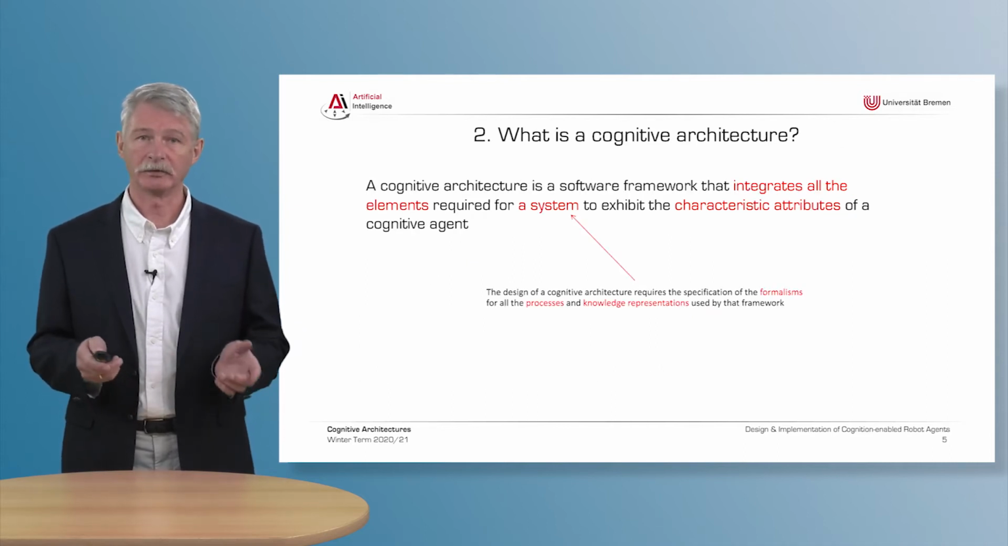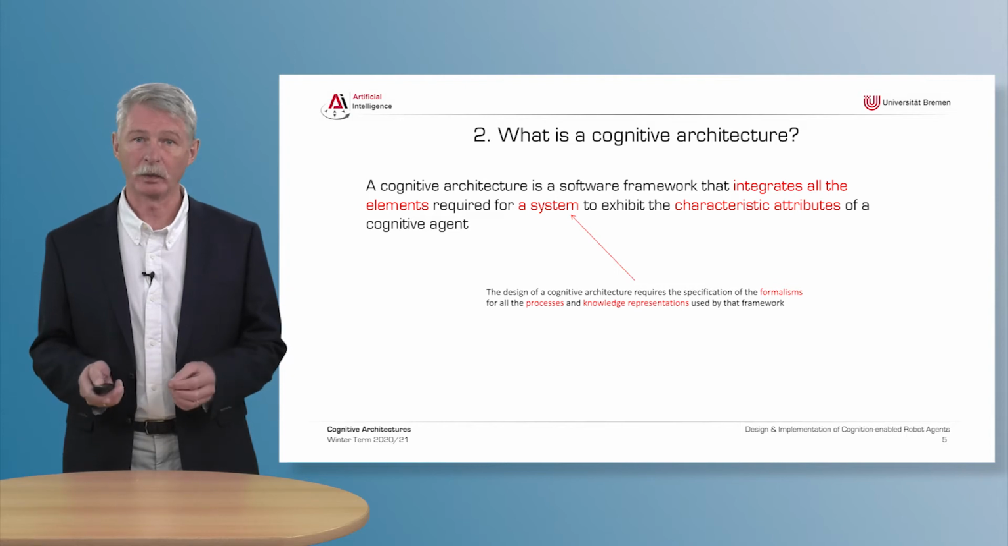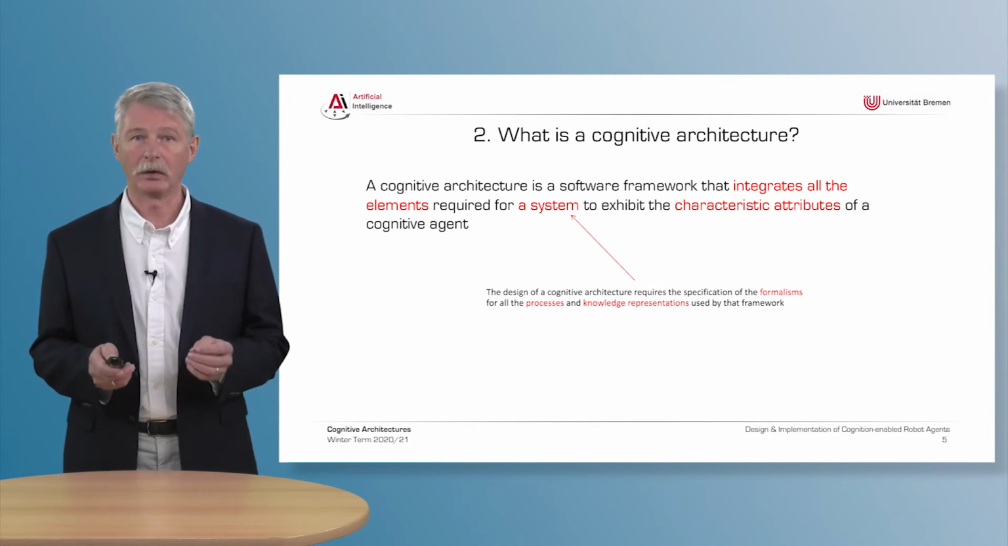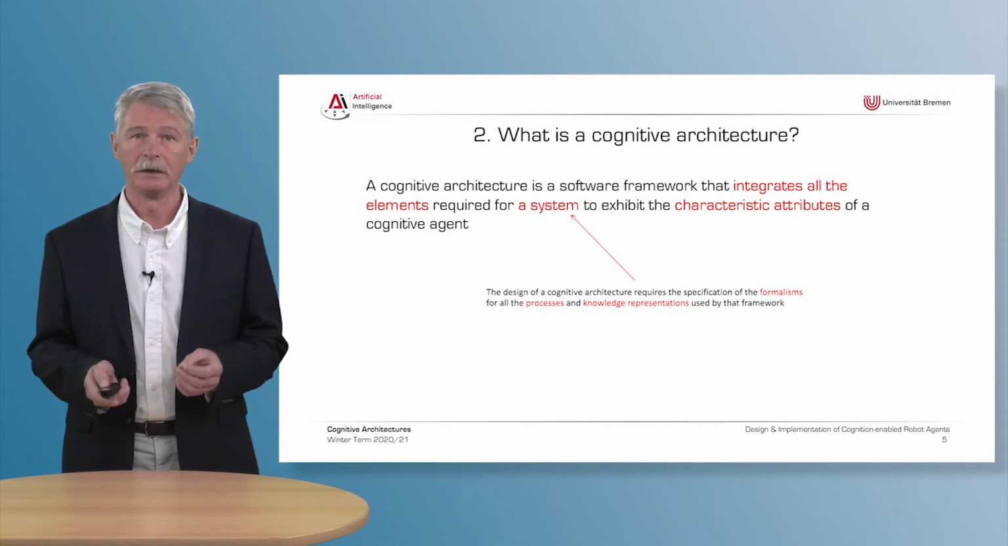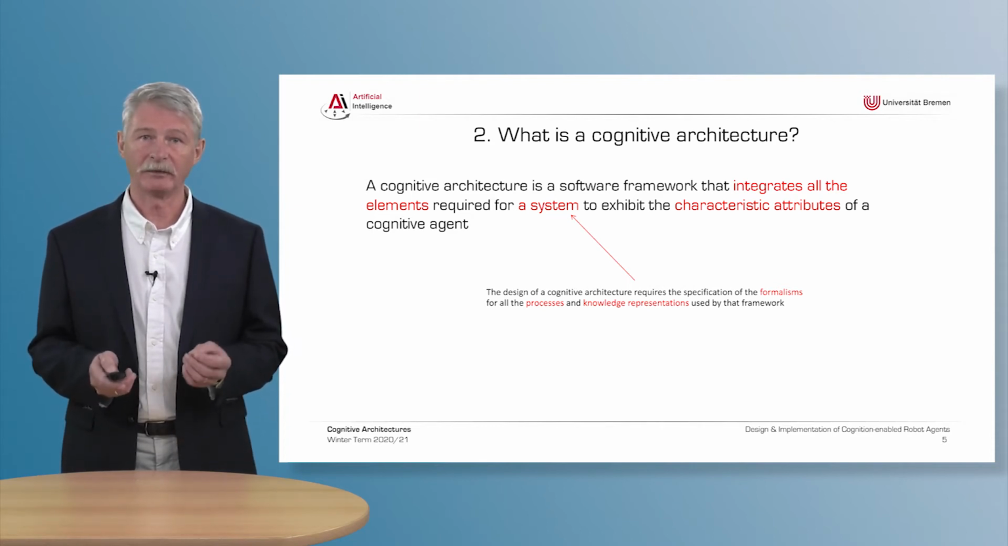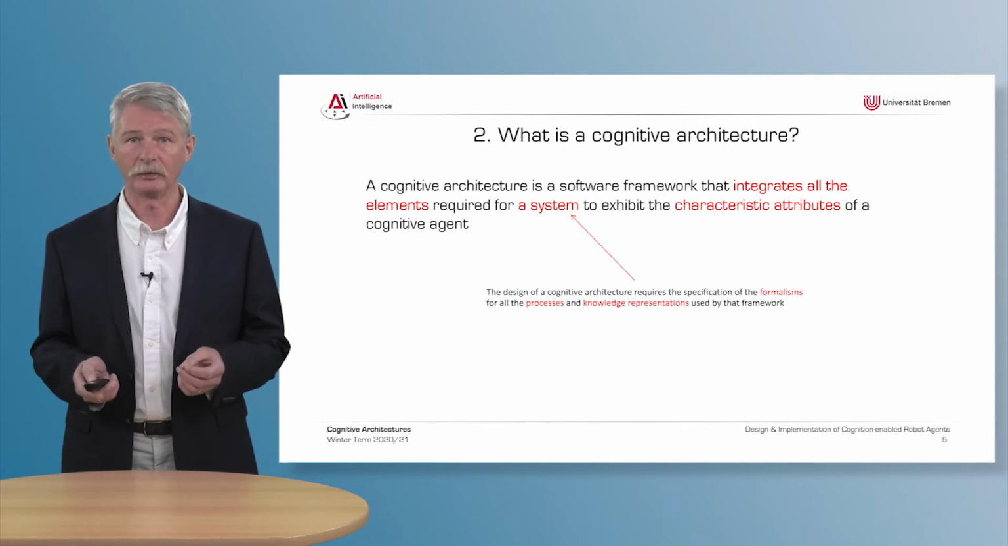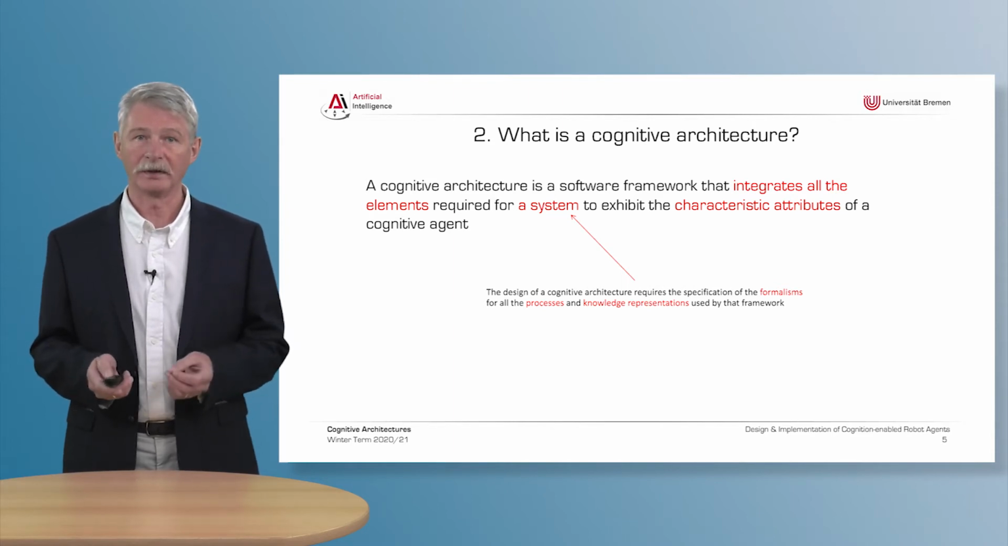A cognitive architecture, then, is a software framework that allows us to integrate all the components required for the agent to act effectively. This means we need to identify the formalisms, that is, the theories we use, for all the processing and knowledge representations used by the agent.